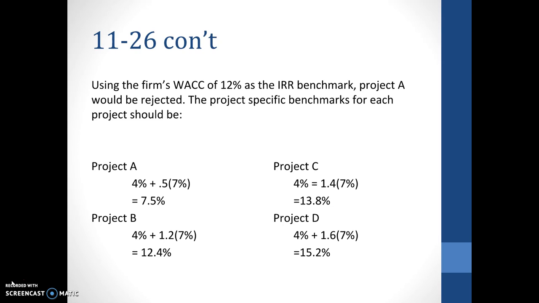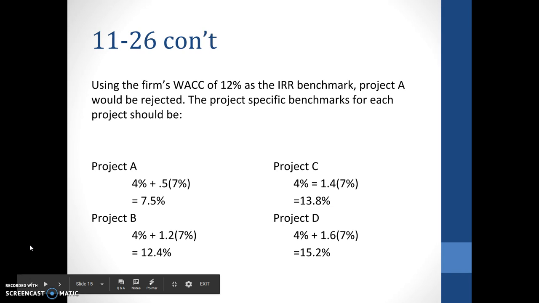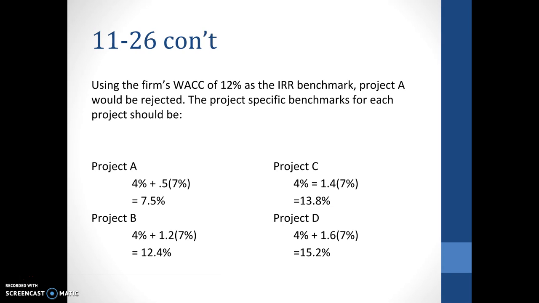Now, using the firm-wide WACC of 12% as the internal rate of return benchmark, project A would have been rejected. And projects B, C, and D would have been accepted. Again, we're using our expected return formula here, the expected rate of return. Project A, 7.5% return. Project B, a 12.4% return. Project C, a 13.8% return. And Project D, a 15.2% return.